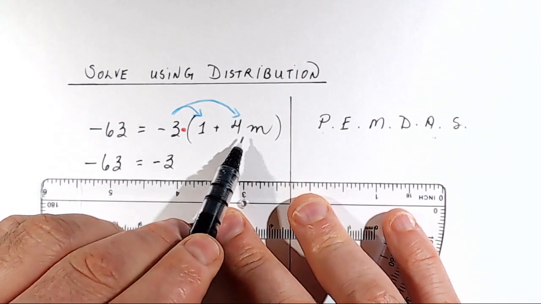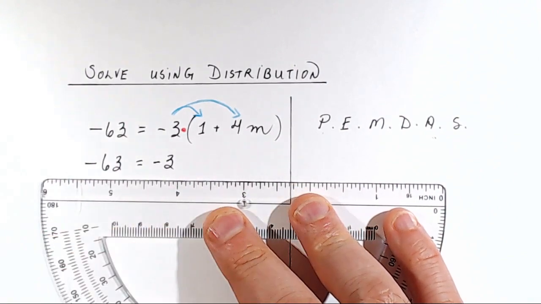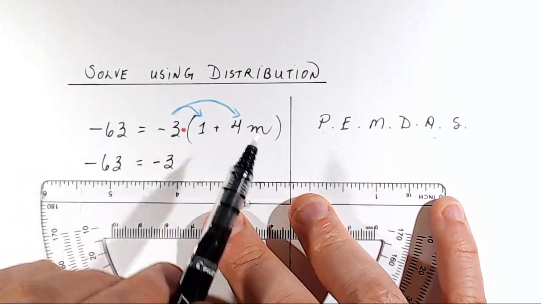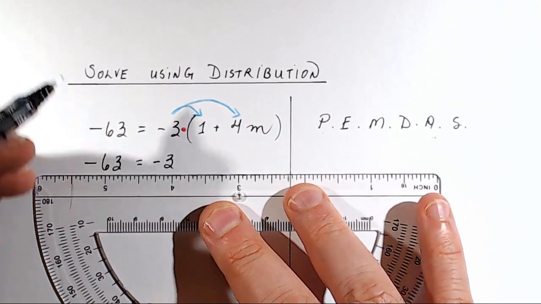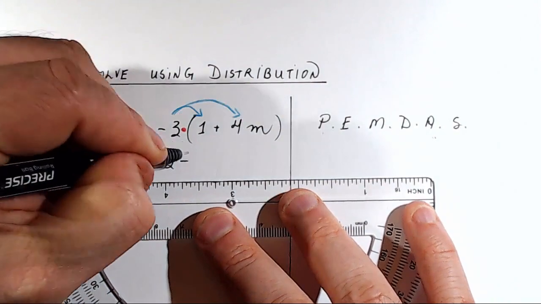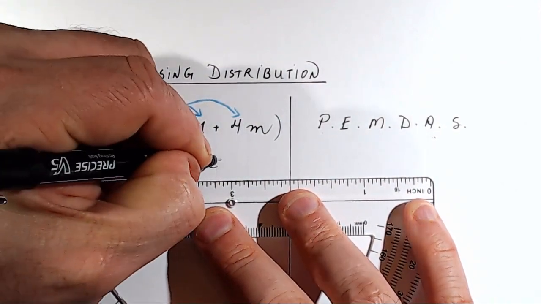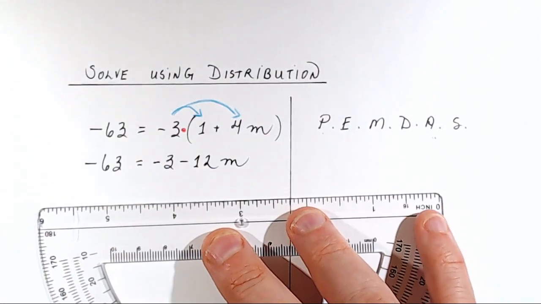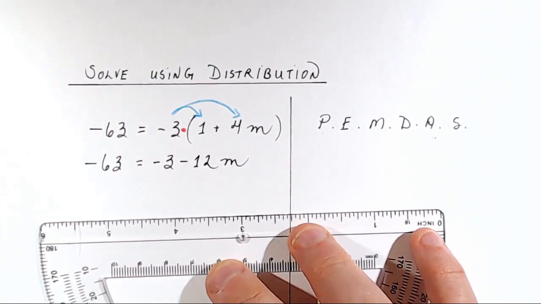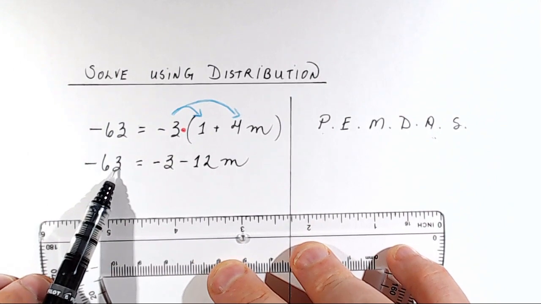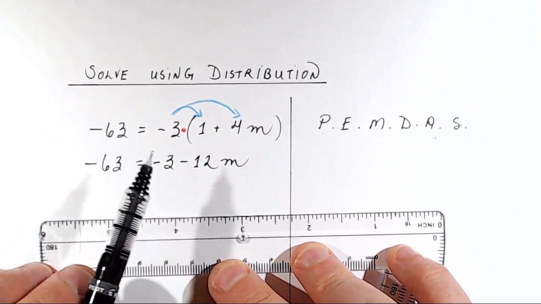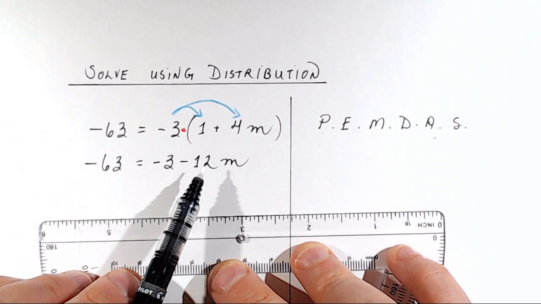So it's really multiplied by 4, but m just, the way to do it is to think it comes along for the ride. So let's see. Negative 3 times 4m is negative 12m, or if you want to be more precise, negative 12 times m. So let's just write that here, negative 12m. Now, understanding how to read this mathematical sentence is important. We are saying that negative 63 is equal to negative 3 minus 12m.